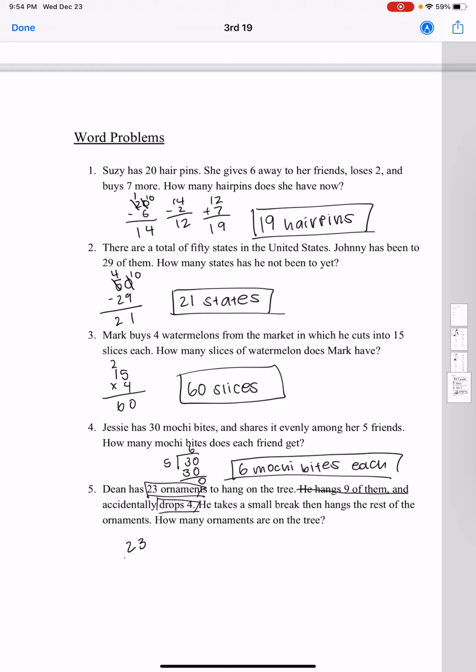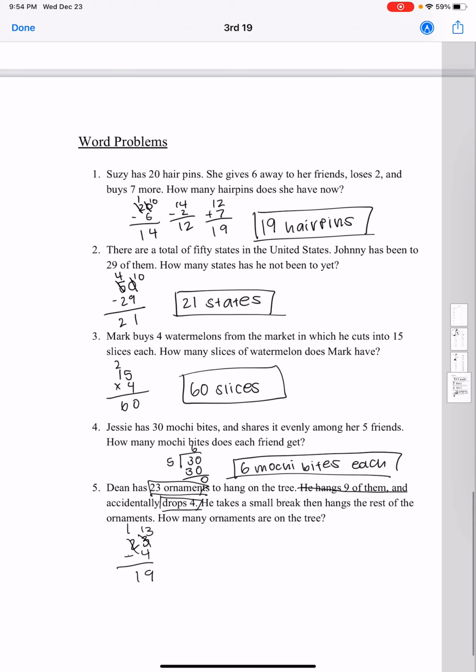So 23 minus 4, the 3 changes into a 13 by bringing over a 10 from the 2, so the 2 becomes a 1. 13 minus 4 is 9, 1 minus nothing is 1. So he has a total of 19 ornaments that he hasn't dropped, in which he hangs them all on a tree, which means that there are now 19 ornaments on the tree.